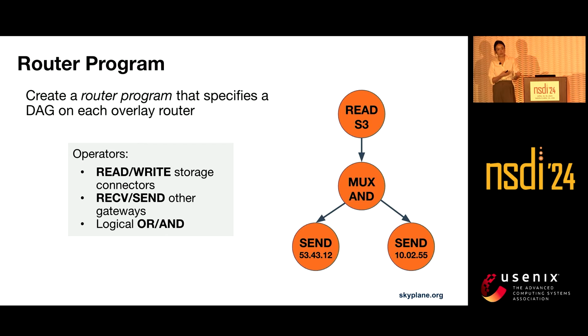Our planner will basically write a router program for each VM, and it specifies, given some data, how should it process that data. So the operators are things like reading and writing from an object store, receiving and sending to other overlay routers, and also things like or and and. So in this example DAG, you can see that the way it should process data is to read from S3 and then to both send to 2 IP addresses.